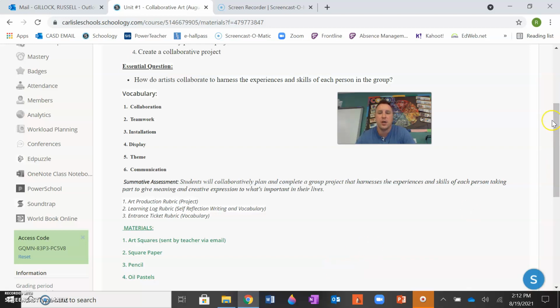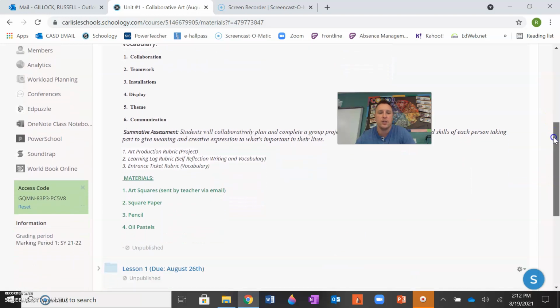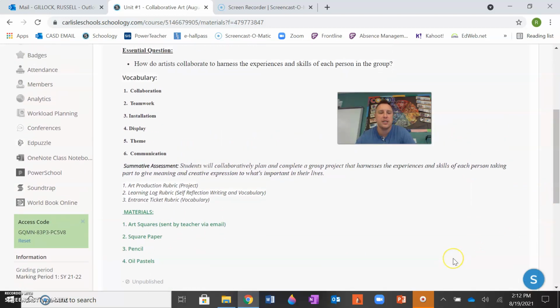Lastly, your materials for this project will be art squares. These are going to be pre-decided images of an artwork that I'm going to email to you. You will then also be given some blank white square sheets of paper that you will be transferring the art squares onto. Third, you will need a pencil, and lastly, oil pastels. The pencil, oil pastels, and square paper will all be provided to you in your art bag.